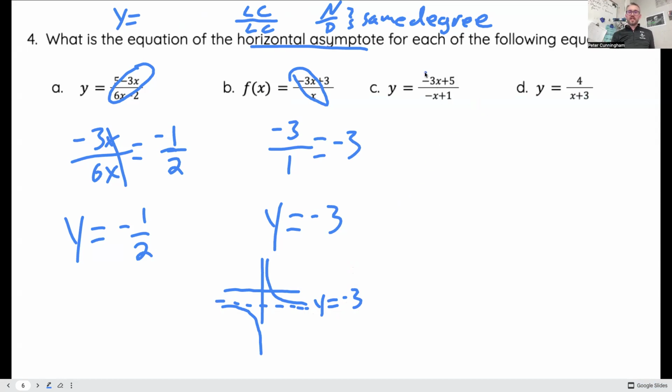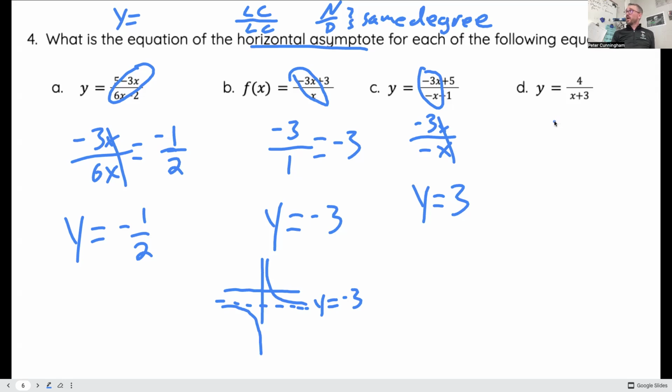Okay, -3 divided by negative 1x. The x's cancel out. We're left with negative 3 divided by negative 1. Negative divided by negative makes it a positive 3.